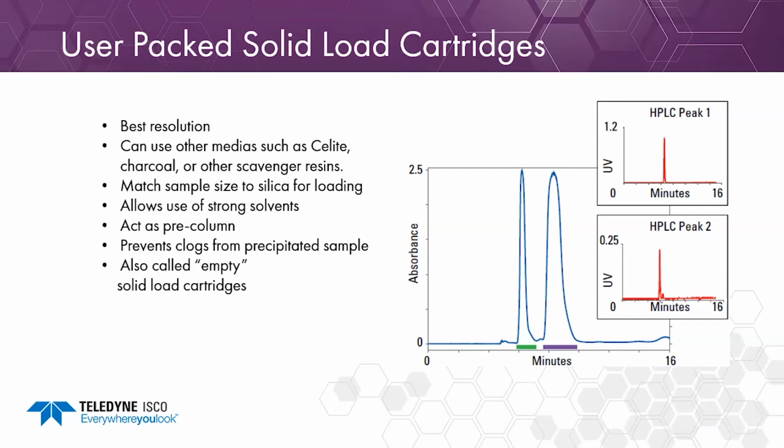So to see the results of some different techniques in the solid load cartridges, we've got some examples of samples run using a user-packed column, the pre-packed column, and then doing liquid injection. And then also doing pre-packed columns and not drying them properly. The first example is probably the best: your user-packed solid load cartridges. This is going to offer you the best resolution.